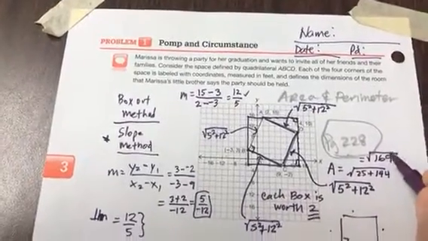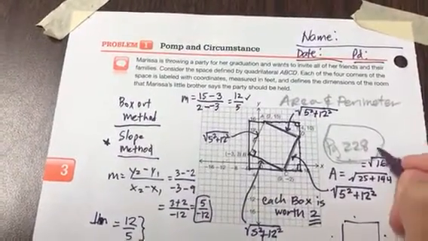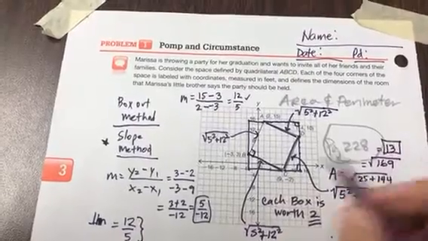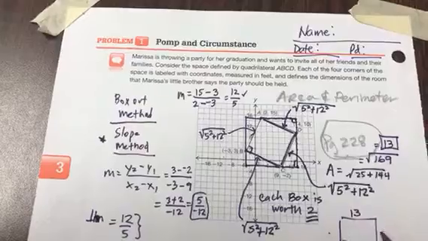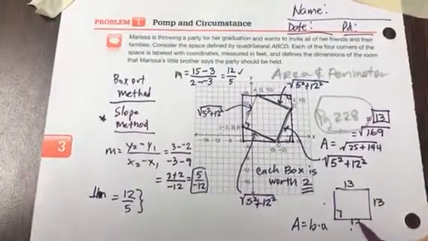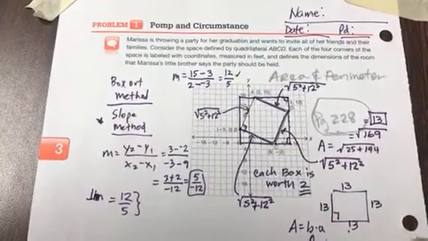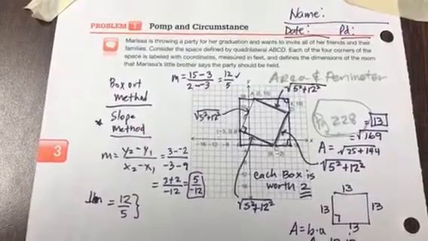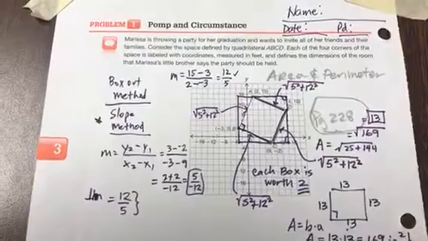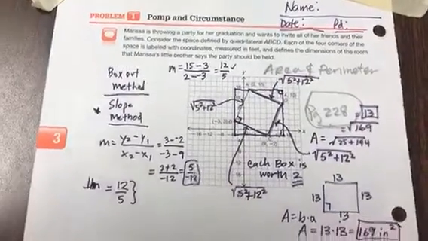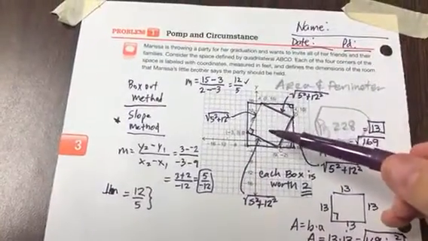Now you're in luck. The square root of 169 happens to be an actual number, 13. So this length is 13, this length is 13, this length is 13, this length is 13. So the area here would be 13 times 13, which is 169, and I'm just going to call it inches squared. Okay, so I've found the area.